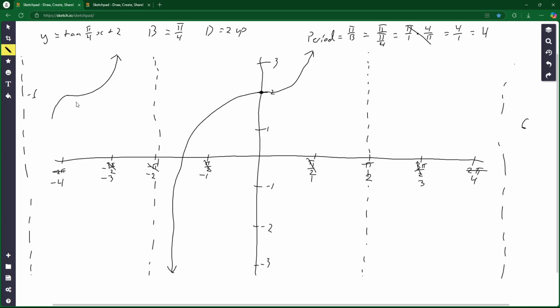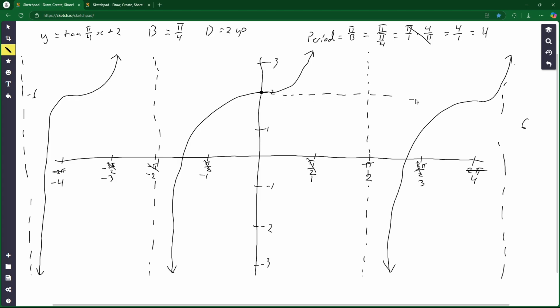Go ahead and draw the rest of that. And then same thing with this. And that is what our graph looks like. And if it helps out at all, just draw a dotted line at 2, and you'll be good to go. And that is all I have for today, I believe. Let me just check all my notes.